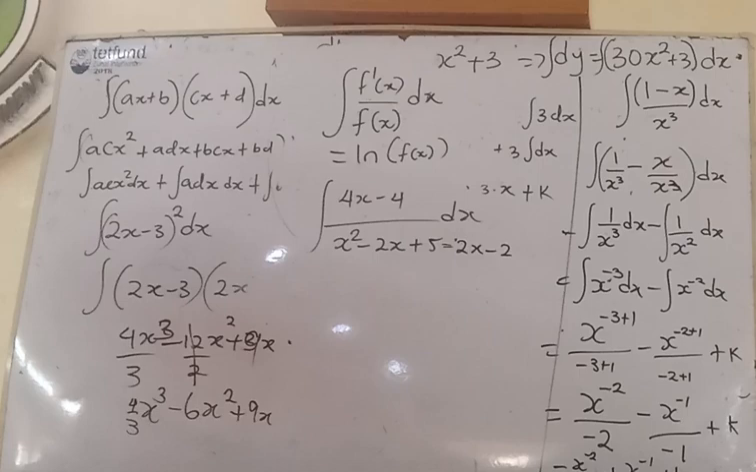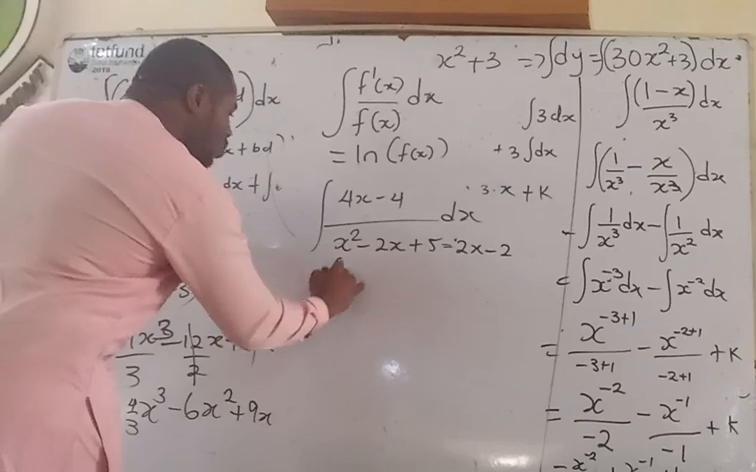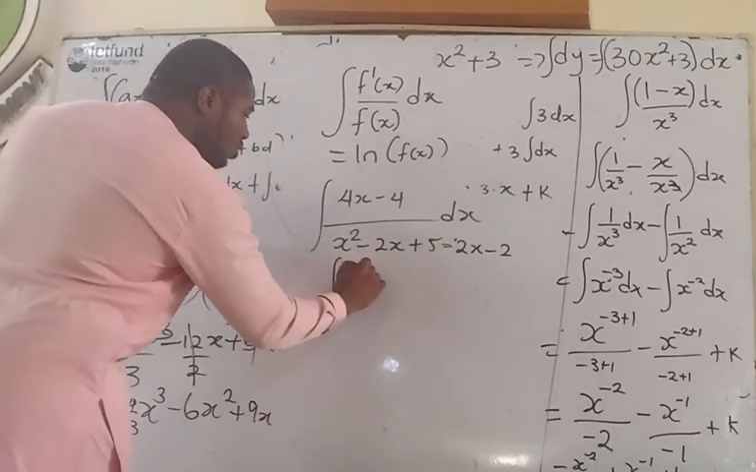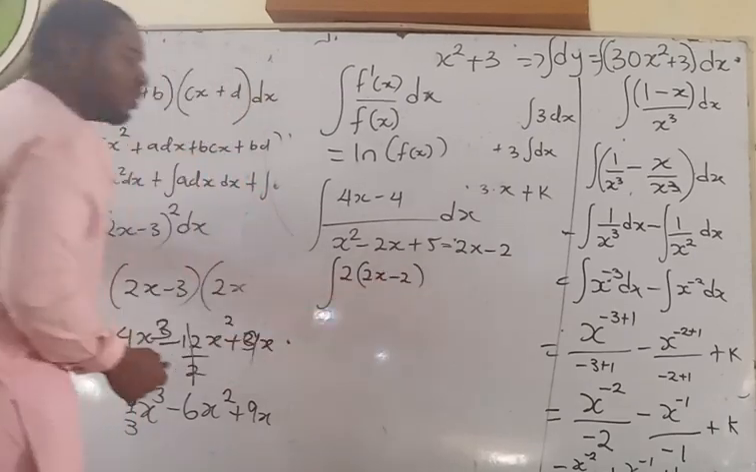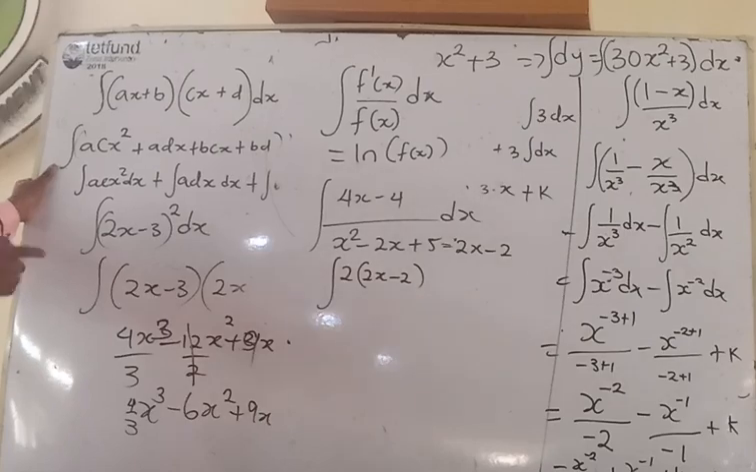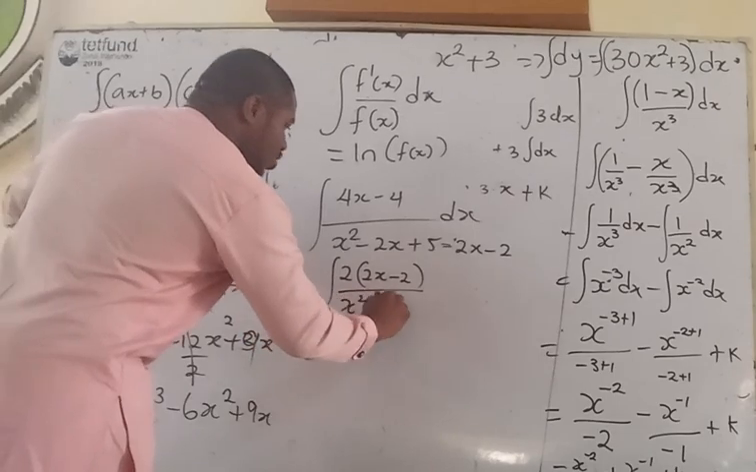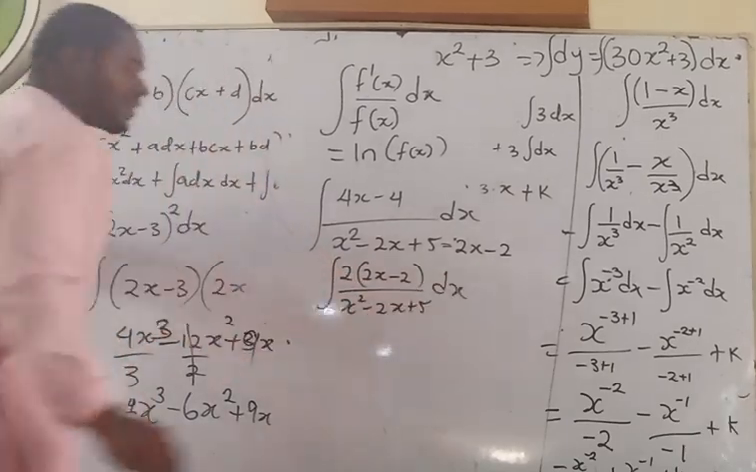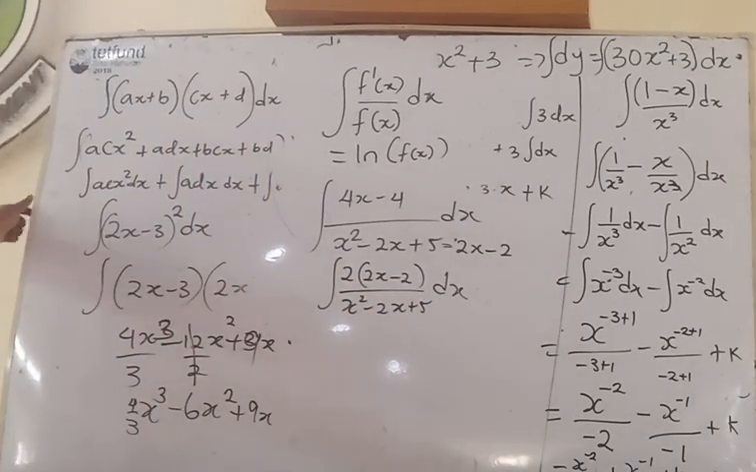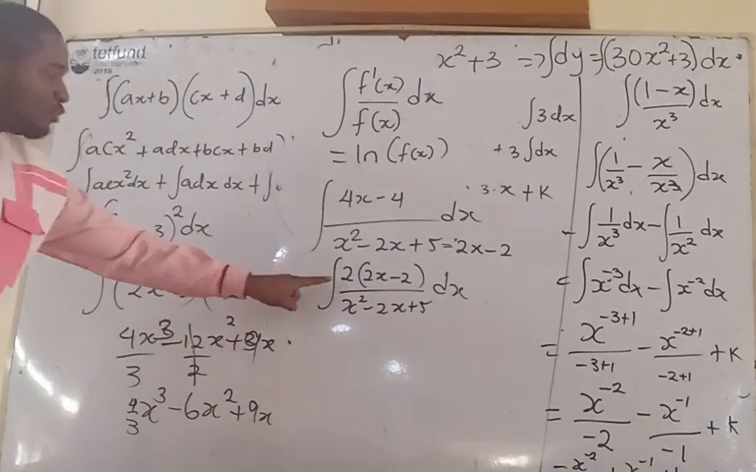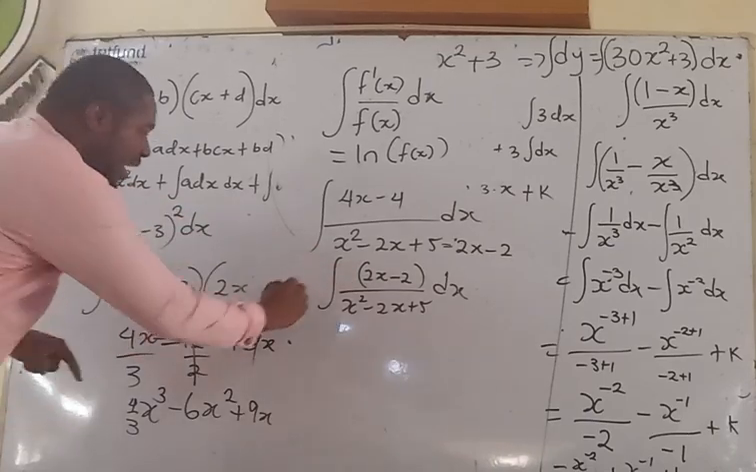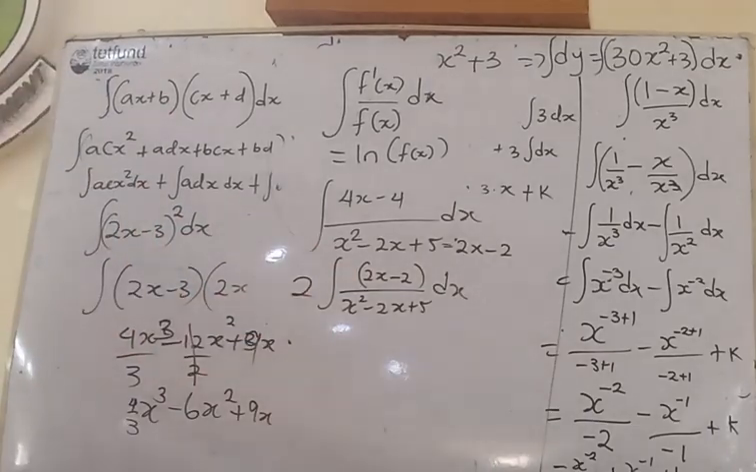So, what are we going to do? Let's try and rewrite the numerator. We can write this as 2 times 2x minus 2, upon x squared minus 2x plus 5 dx. Do we have sense or not? We have sense. And common sense also told us that if you have a constant, we can write it outside.